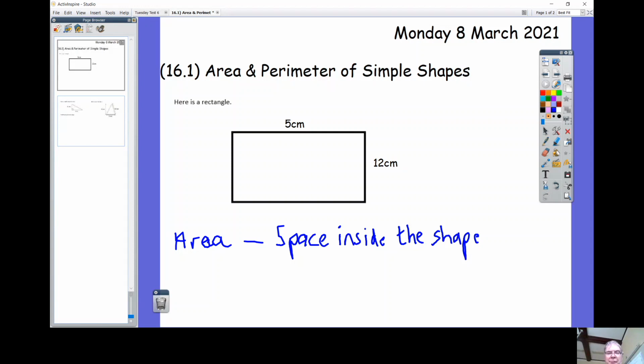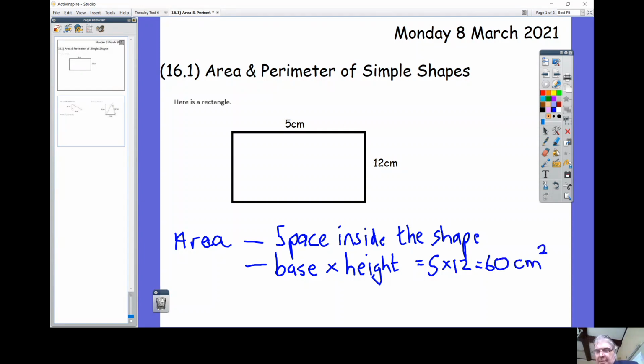How do we do that with a rectangle, everyone? And you all say in unison, it's the base times the height. All right, so simply with this one here, you would do 5 times 12 equals 60. And what would the units be? Centimetres squared, I hear you all say.